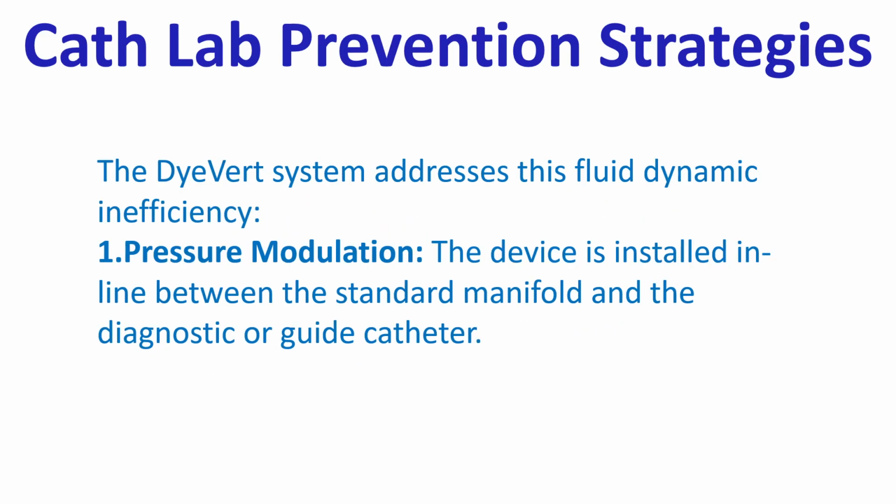Mechanism of action. During standard manual injection, physicians typically deliver a volume and pressure of contrast that exceeds what is actually necessary to opacify the target vessel. This excess contrast flows back into the aorta and systemic circulation, increasing the renal burden without adding diagnostic value. The Divert system addresses this fluid dynamic inefficiency.